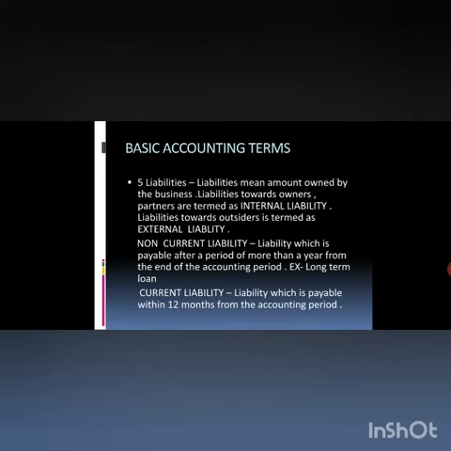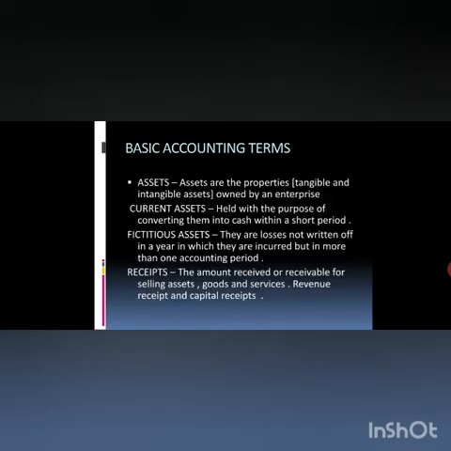Now, assets. Assets are the properties, tangible or intangible, owned by an enterprise. There are current assets, non-current assets, fictitious assets, and receipts. Current assets are those assets which are held by an entity or enterprise with the purpose of converting them into cash within a short period. Example, goods are purchased with the purpose to resell and earn profit.